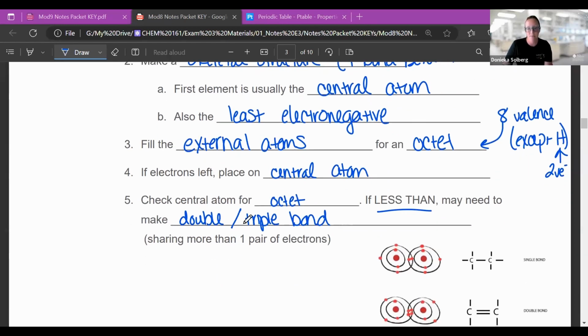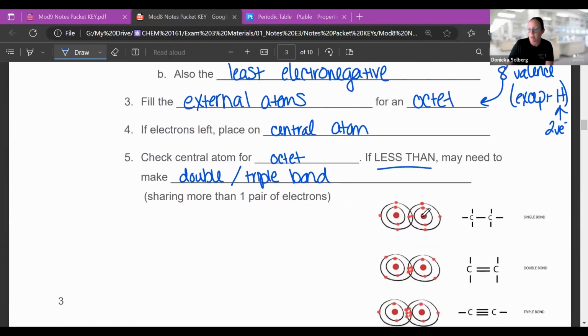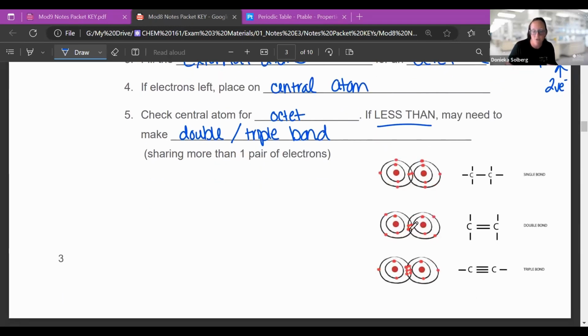Okay. The last step is to check your central atom for an octet. If it has less than an octet, then you might need to try to make a double or a triple bond. A double bond is where instead of sharing one set of electrons, they're sharing 4 electrons, so they're sharing 2 sets. A triple bond would be sharing 6 electrons, or 3 sets. So in each of these drawings, each of these carbons has an octet, because remember, a bond stands for 2 electrons that are being shared. Like this carbon right here has 2, 4, 6, 8 around it.